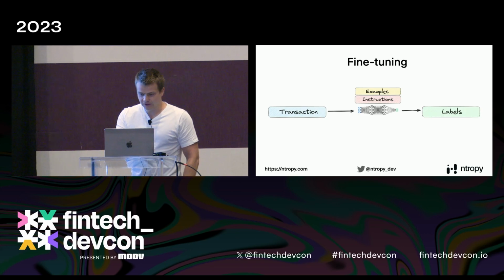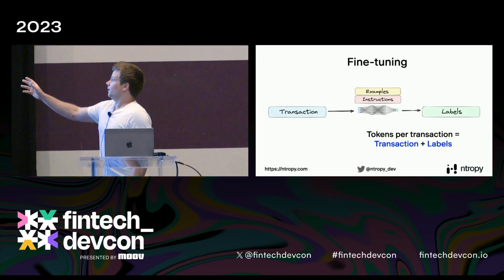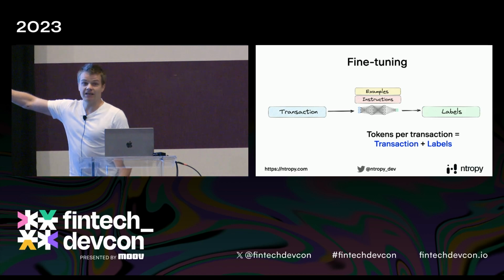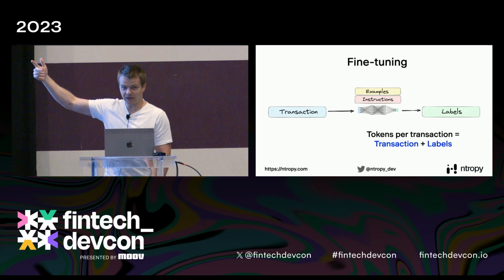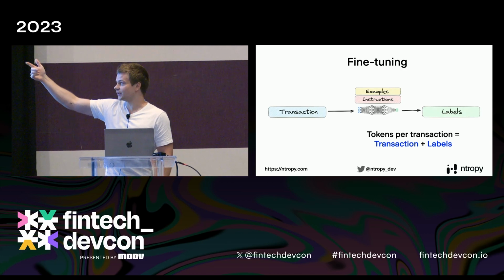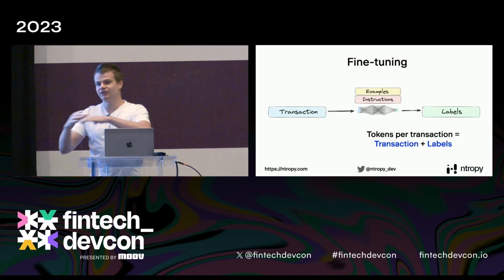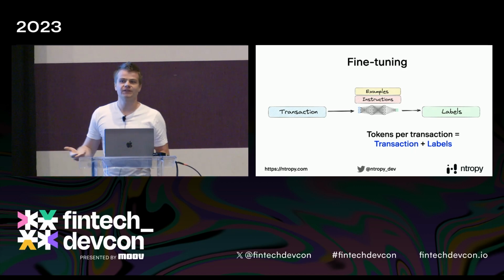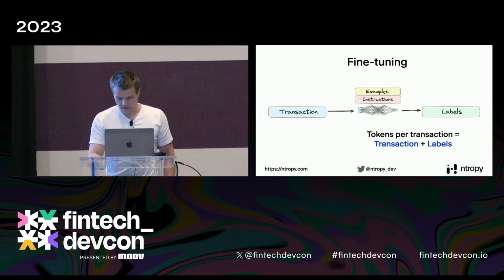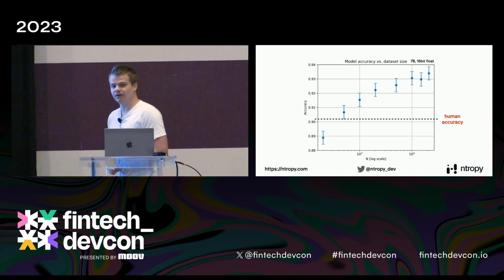And so here we have the same token pattern as with the batch: transactions plus labels per transaction. But then we potentially don't have this huge batch problem with accuracy and stuff like that. And this actually does pretty well. On this specific data set, it outperforms human accuracy.